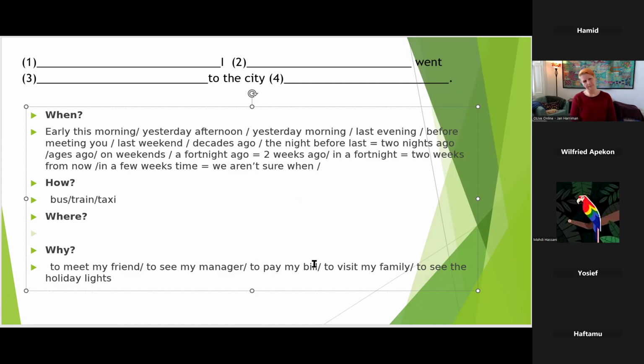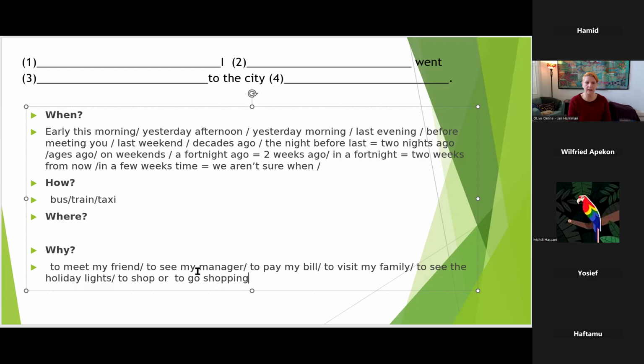For example, for shopping, to shop. Shopping, yeah, shopping. There we go. To do shopping. To go shopping is also correct. So either to shop or to go shopping.